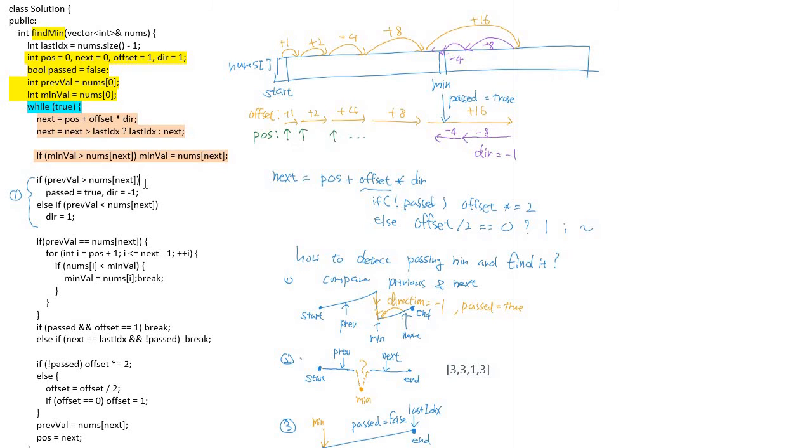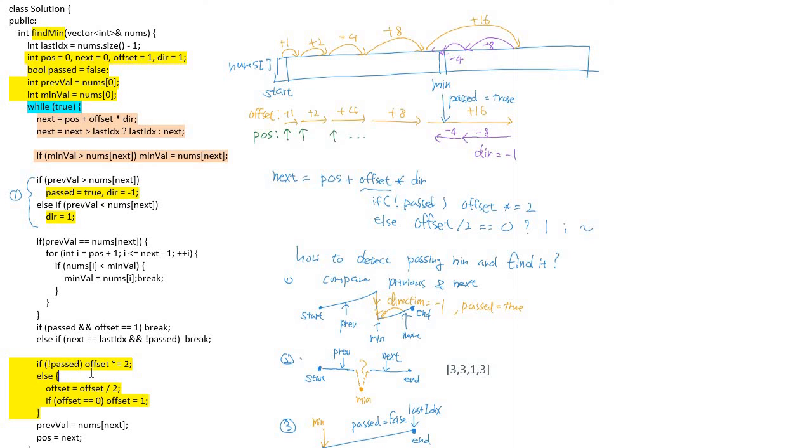And this part is the detection for the first pattern. It compares the previous value and the next value. If the next value is smaller than the previous one, we know that it has passed the minimum value, so we set the direction flag to -1. Vice versa, in the opposite case where the previous value is smaller than the current one, we should go forward again, so we set the direction flag to 1. But the past flag is not changed, because once it has passed the minimum value, we should decrease the offset exponentially.